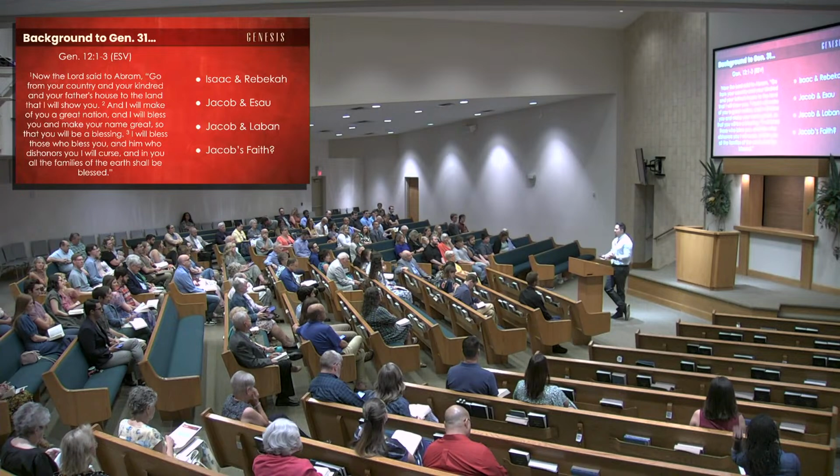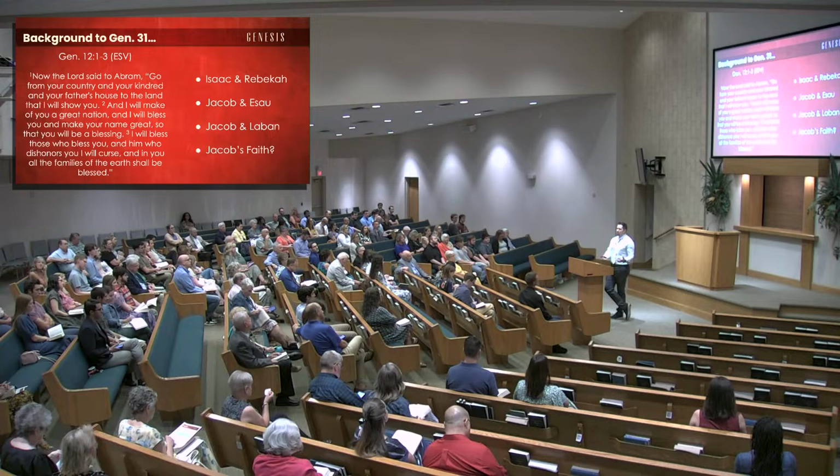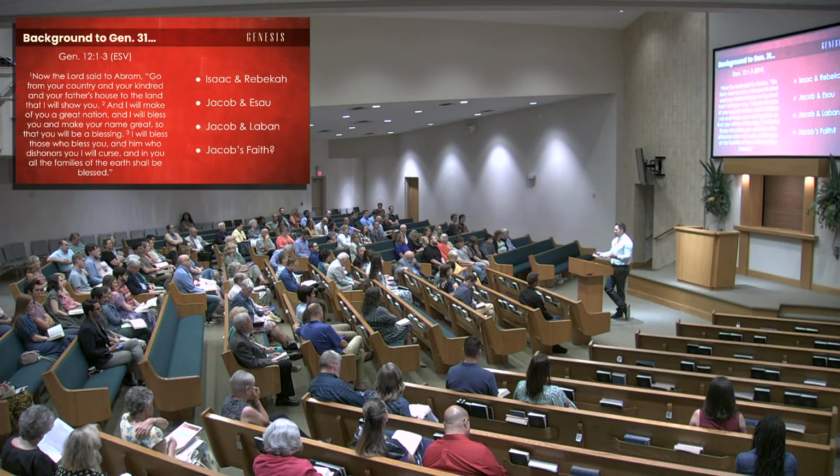Jacob is upset by this, so he talks to Laban, and Laban says, well, the older should be married first. I'll give you Rachel as well, but I'm going to need you to work for another 7 years for me. So at this point, Jacob has worked for 14 years for Laban.